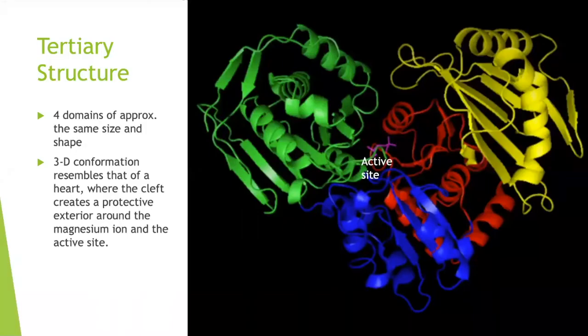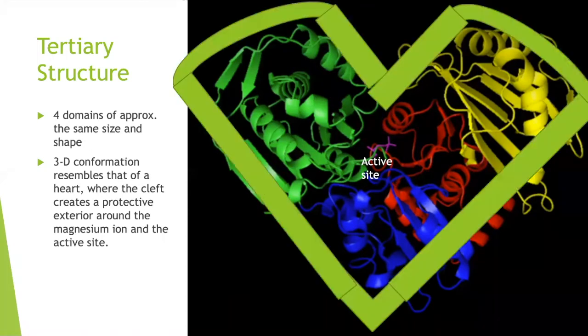Now let's take a step back and look at the entire enzyme to get a better understanding of the tertiary structure. The tertiary structure of PGM1 consists of 4 domains, relatively similar in size, with the active site located in the cleft where the 4 domains meet. The hydrophobic interior protects the active site from water molecules, which could hydrolyze phosphoester bonds formed during enzymatic activity. The overall 3-dimensional conformation of the protein resembles a heart shape. This is why PGM1 is my favorite enzyme.